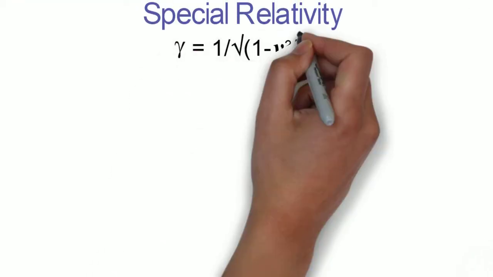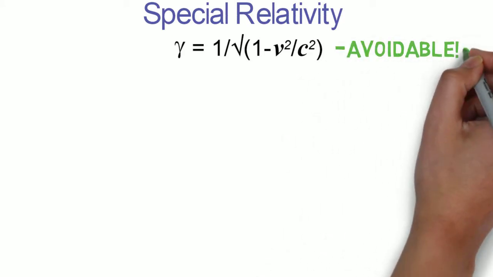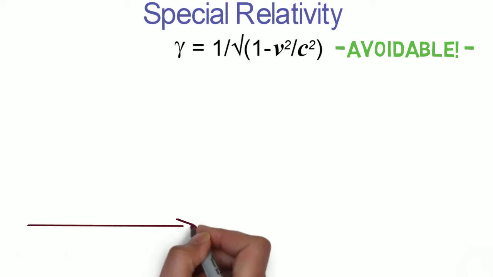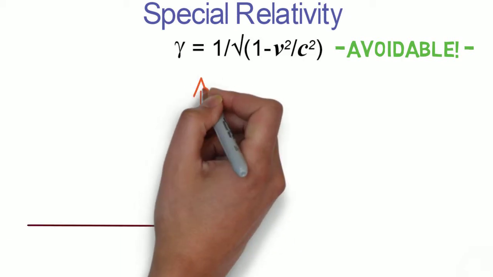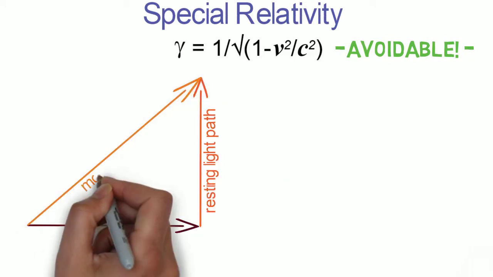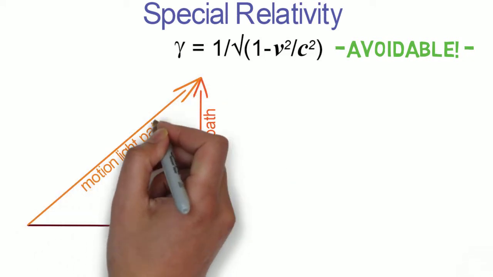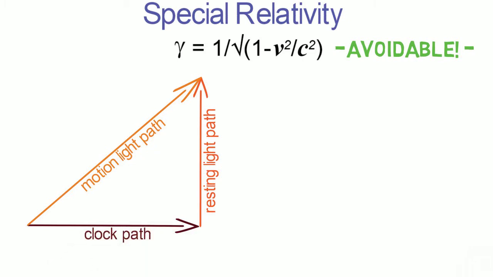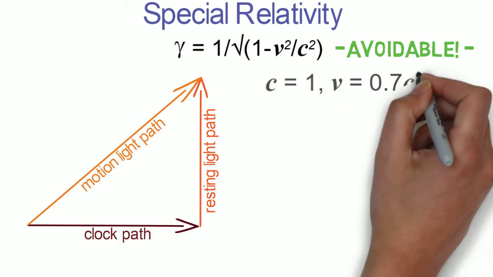No one gets very far in relativity without encountering gamma, an abbreviation for a cumbersome expression that occurs very often. However, gamma is largely avoidable. To see how, consider Einstein's light clock. It compares light's path vertically in the clock's frame to the diagonal path with the clock's frame seen moving at speed v. Set light speed c to 1 in natural units.